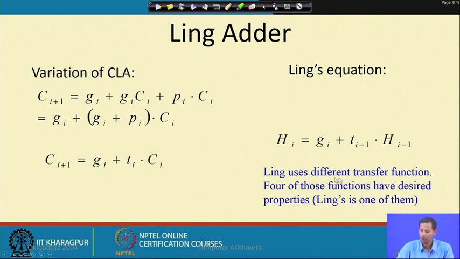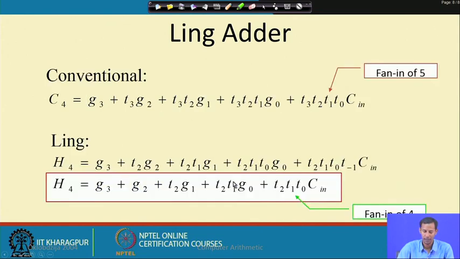Here you see Ling uses a different transfer function; four of these functions have desired properties, and Ling is one of them. So, in the conventional method, for C4, if I consider 4 bits, at the last term, if I replace P with T, I need T3, T2, T1, T0 along with Cin, the first carry input bit. But according to the Ling equation, H4 will be written as T2, T1, T0, Cin.